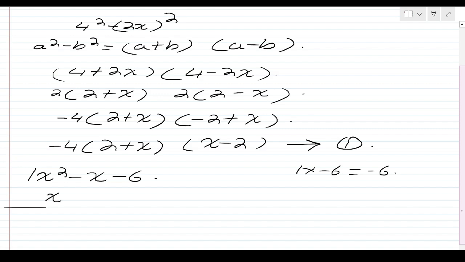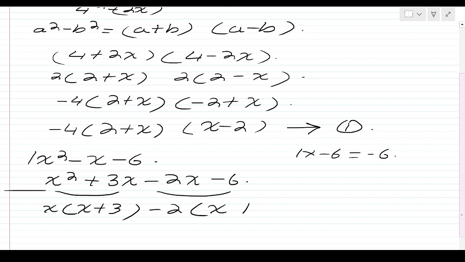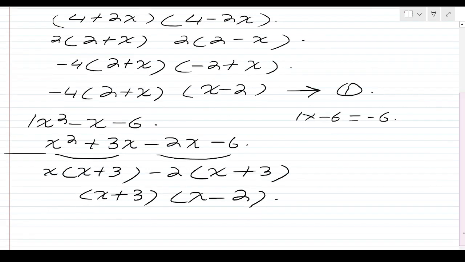So we can write x square plus 3x minus 2x minus 6, and then we are going to take the common value between the first term and the second term. So I can just write x bracket x plus 3, and in the second we'll take negative 2 as our common value and write x plus 3 again. So our first common term is x plus 3 and our second common term is x minus 2. So here we have x plus 3 and x minus 2.